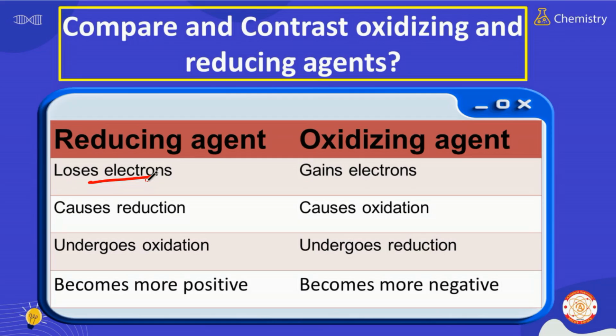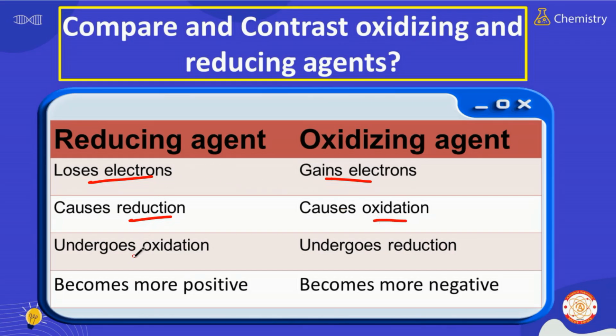Electron. Whereas oxidizing agent gains what? Electrons. Reducing agent causes reduction, whereas oxidizing agent causes what? Oxidation.